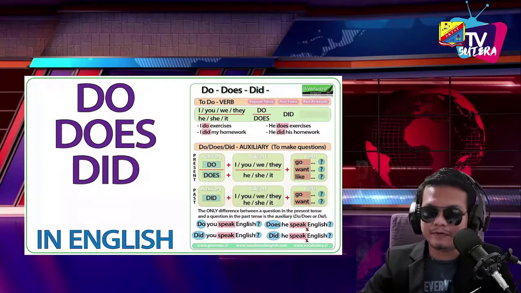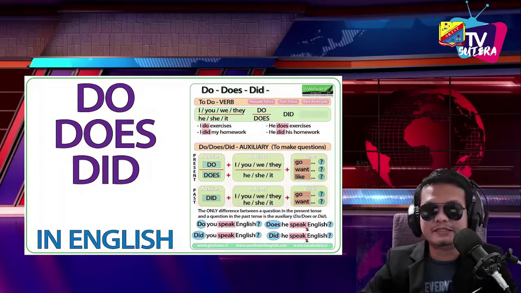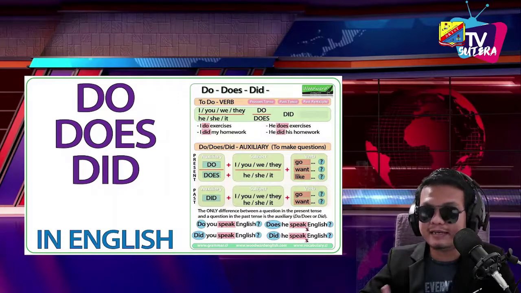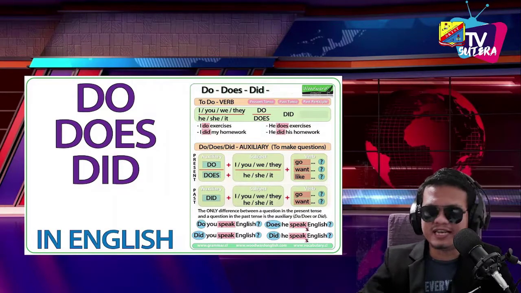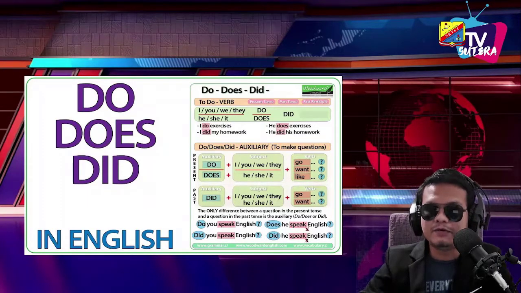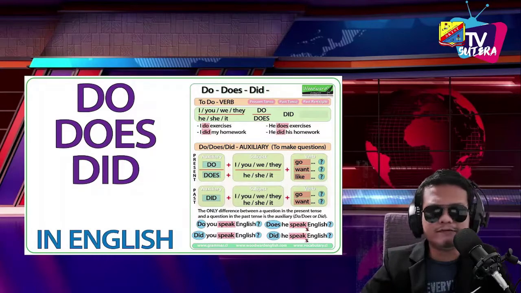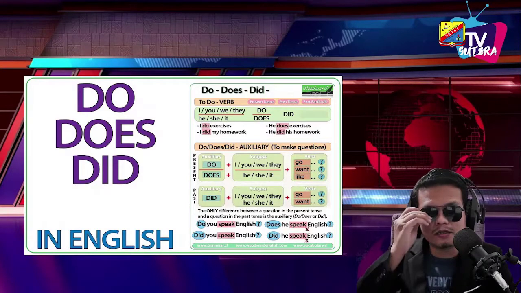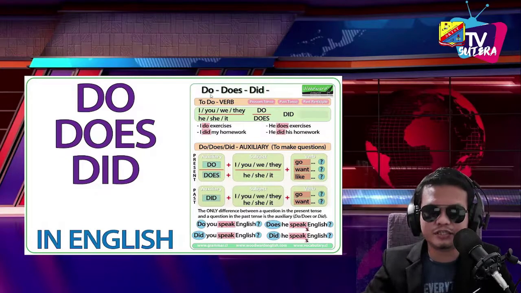Alright, before we go any further, let's do some revision about our previous lesson. In our previous lesson, we learned about do and does. Now, for today's lesson, we are going to learn about did. For your information, do and does we use for present tense. On the other hand, did we use for past tense. So let's do some revisions.